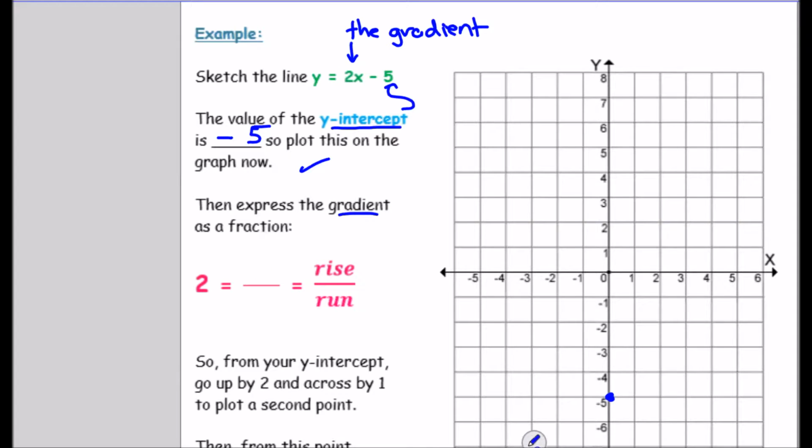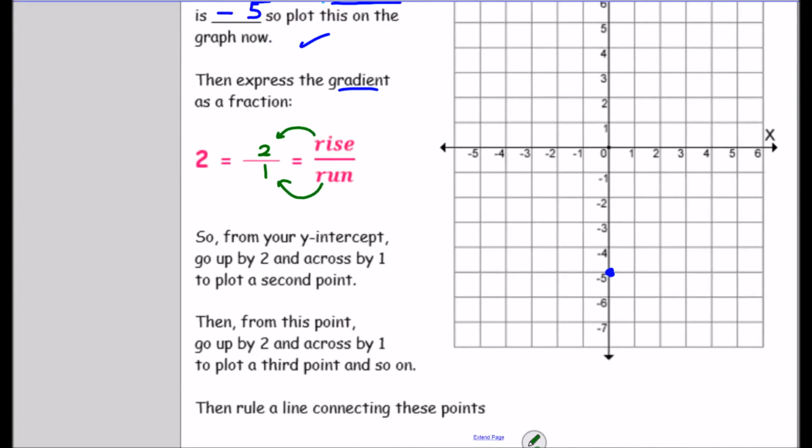I want to do it in green. So 2 over 1. 2 is the same as 2 over 1. So we have a rise of 2 and a run of 1. So from your y-intercept, our y-intercept is that blue point at -5, go up by 2 and across by 1, because it's a rise of 2 and a run of 1.